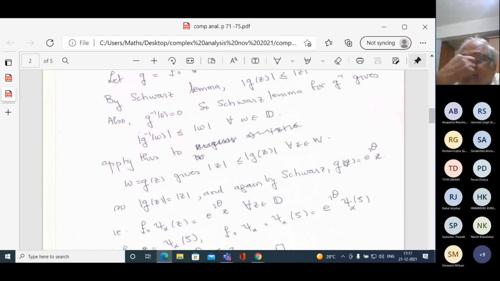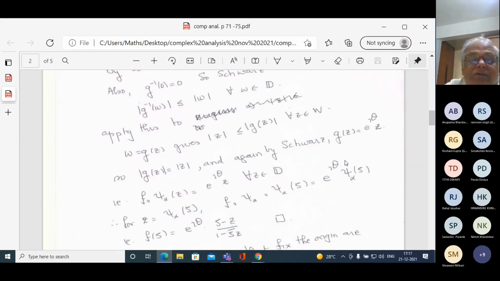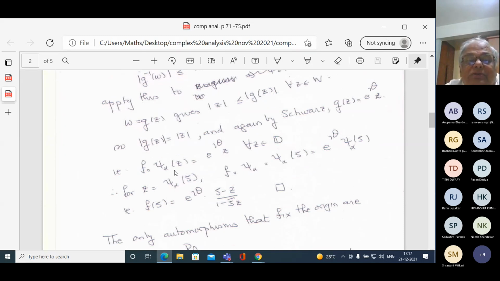g(z) by z is a constant, and that constant has absolute value 1. So it is some e raised to i theta. That means f composed with psi alpha is equal to e to the i theta z. Then you put z equal to psi alpha of zeta. So you get f composed with psi alpha of psi alpha of zeta is equal to e to the i theta psi alpha of zeta. But psi alpha composed with psi alpha is identity. So you get f of zeta is like this. So every automorphism is given by a rotation followed by one of these maps.